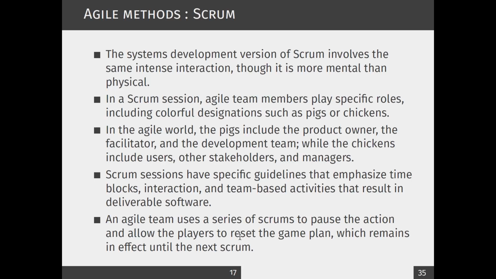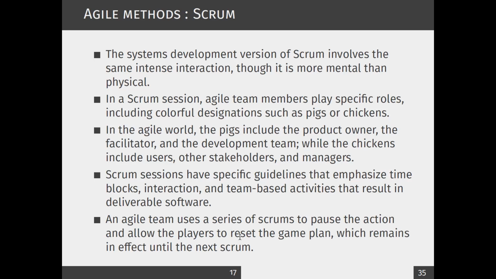Right. So as we discussed Scrum, you have intense interaction, more mental than physical, in which you get all the requirements. And then during the Scrum sessions, when we meet, the Agile team members take different roles. For example, one of the designations they usually use is the pigs or the chickens, right? When you talk about the pigs, they are the product owner, the facilitator and the development team. And the chickens are the users, other stakeholders, and the managers.